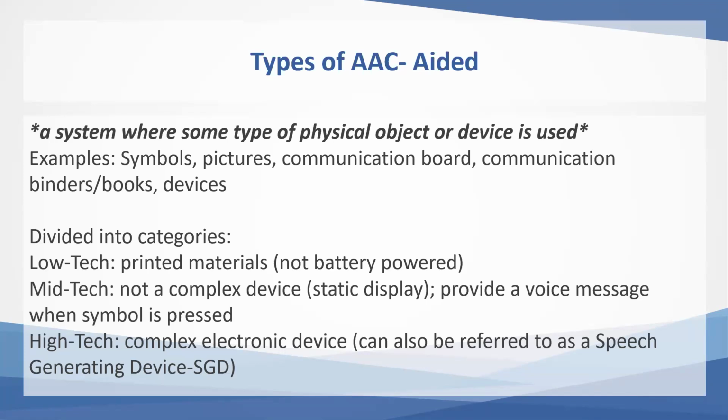And then this aided group is divided into 3 categories depending on the level. There's low tech, mid tech, and high tech. When we're talking about the low tech aided AAC, it's also in the name, low tech. It does not require any technology. This would be the printed material, so it's not battery powered. So again, a communication board, a picture exchange system on a binder, Velcro.